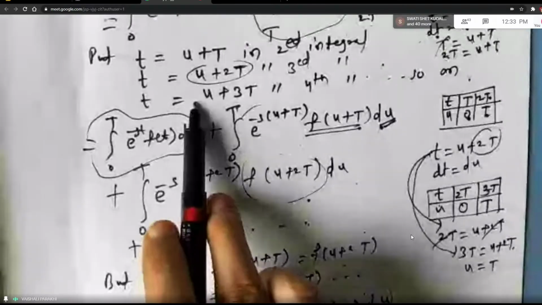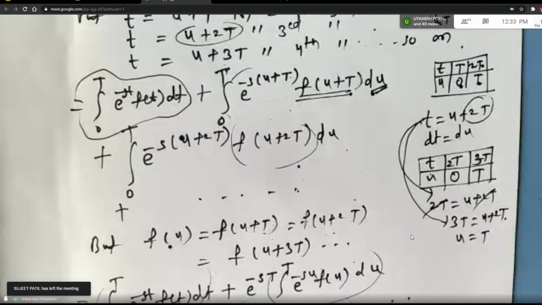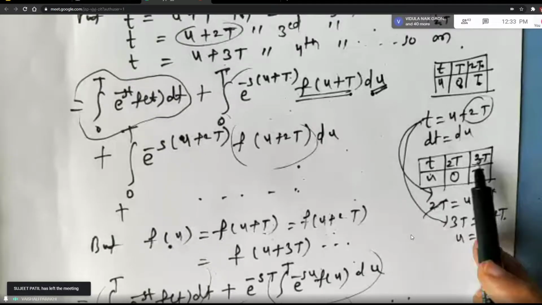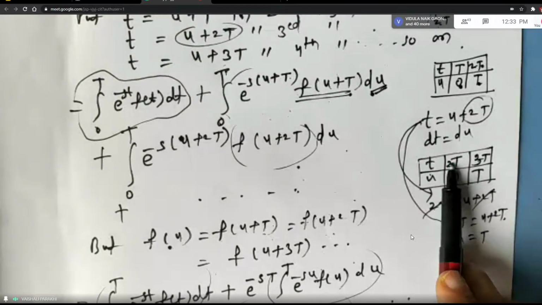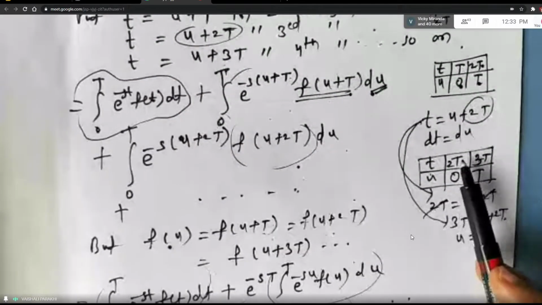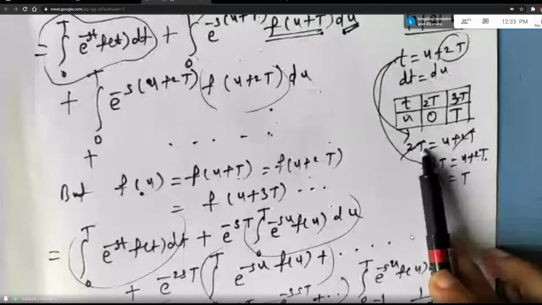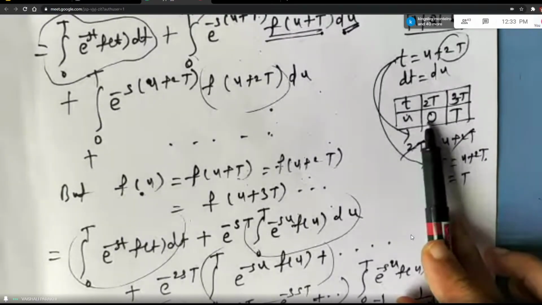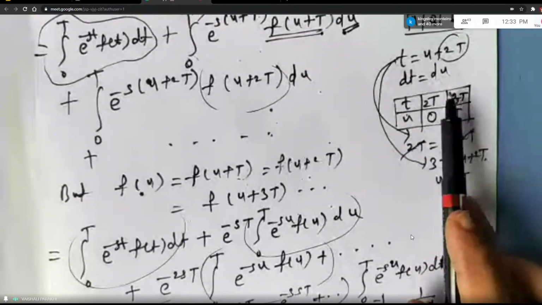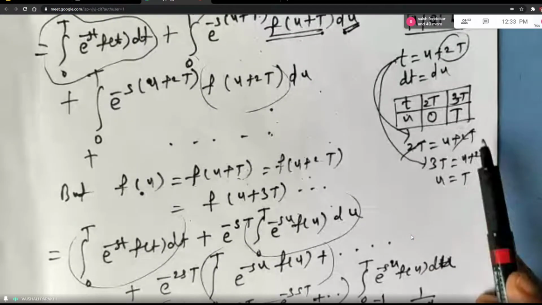Similarly, in the third integral, we are putting t is equal to u plus 2T. So what will be dt? Again, it will be du because the derivative of 2T will be 0. Think about the limits. Original limits in the third integral are 2T to 3T. So when you replace small t by 2T, 2T will go and you will get u equal to 0. So the lower limit will become 0. Then when you replace small t by 3T, 3T minus 2T is T. So the upper limit will become T.